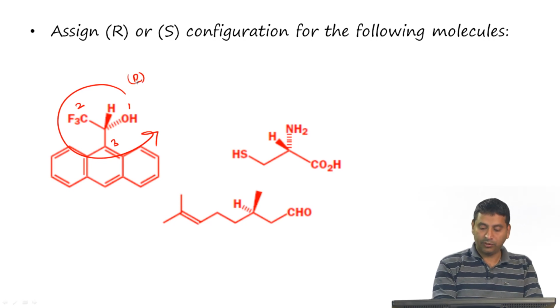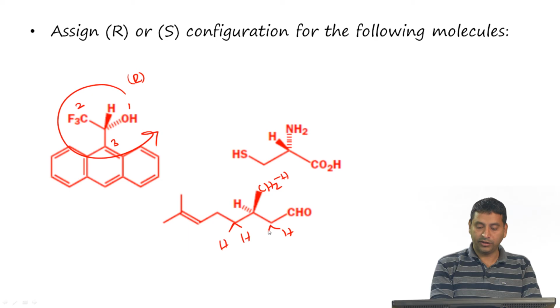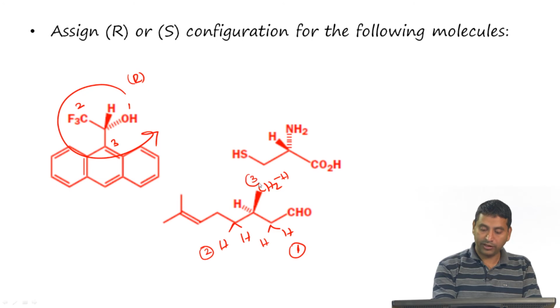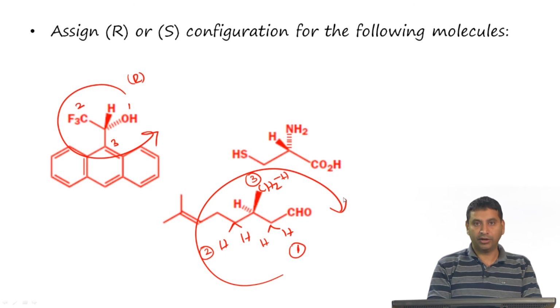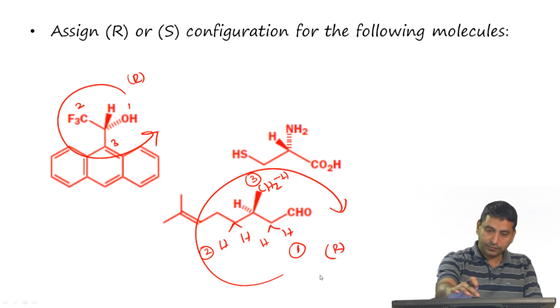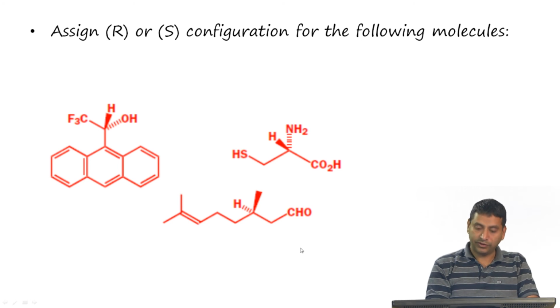Here you have an example of a molecule which has CH2, and all of them have CH2s in it. Here the CH2 is bound to hydrogen, here it is bound to an aldehyde, and here it is bound to a carbon CH2, and so this would get priority number 1, this would get priority number 2, and this would get priority number 3. And now, if we look at the stereochemistry, it is going in the clockwise direction, and since hydrogen is going inside the board, it would still be R.